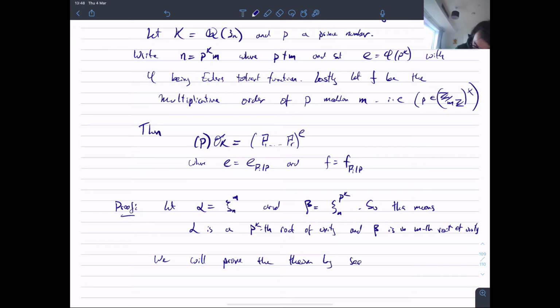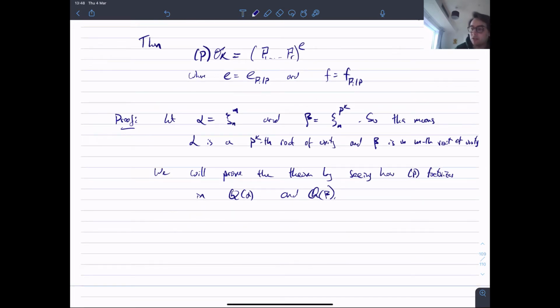By seeing how p factorizes in Q(alpha) and Q(beta). Well, obviously, what I mean is in the rings of integers, not in the field, but in the rings of integers. So to do this, let's start with a lemma.